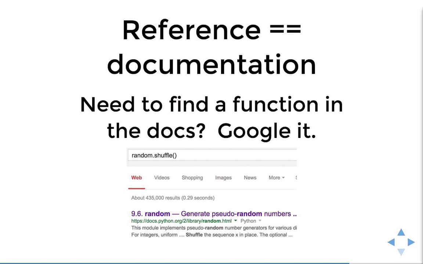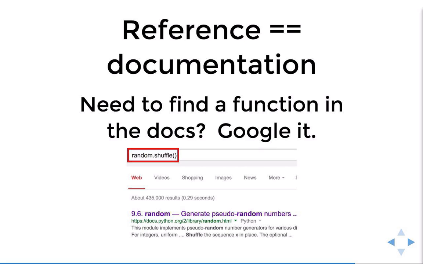Very generally speaking, when you have a reference question, you're usually going to answer it with the documentation. If you need to find a function within the docs, Google is often the easiest way to find where it appears. You'll note here that I searched for just random.shuffle. I didn't search for any question. I didn't include my nums variable name. Purely the function name is going to be the fastest way to get you to the official documentation.